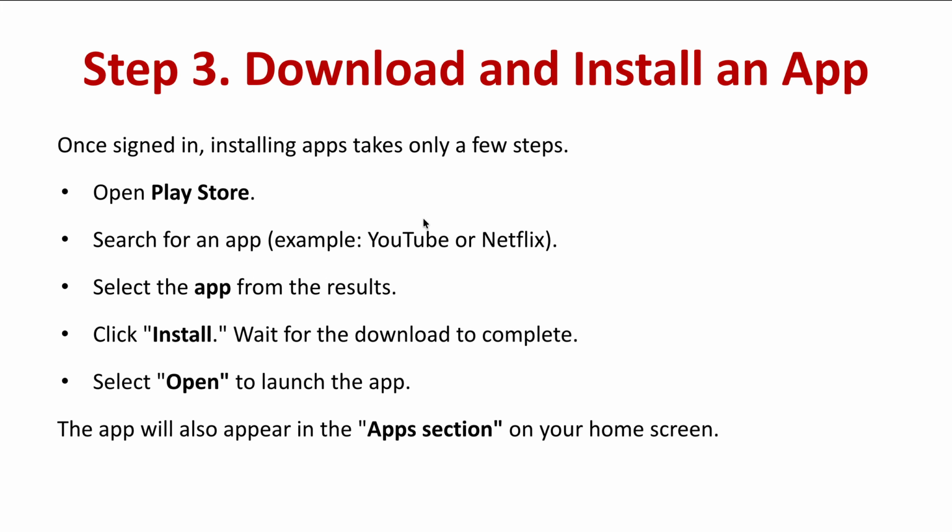Third step is download and install an app. Once signed in, installing an app takes only a few steps. Open Play Store, search for an app, select the app from the results, click install. Wait for the download to complete. Select open to launch the app. The app will also appear in the apps section on your home screen.